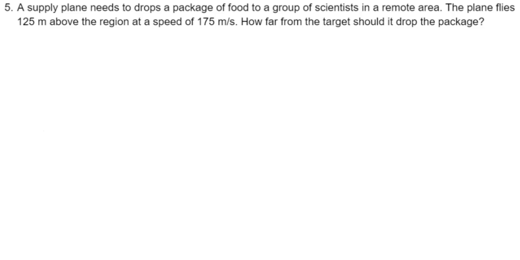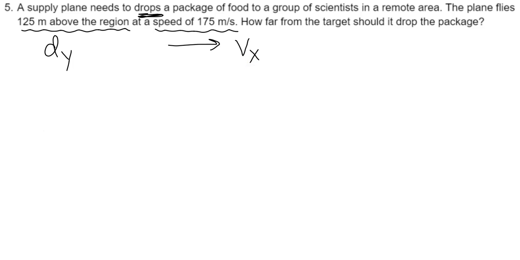So it says a supply plane needs to drop a package of food to a group of scientists in a remote area. Notice drop. We're going to talk about what that means in a minute. The plane flies 125 meters above the region. So we should recognize that as our distance in the y direction because it's how high it is, at a speed of 175 meters per second. It's not flying down, it's not flying up, it's flying at a horizontal pace. So that is our velocity in the x direction.